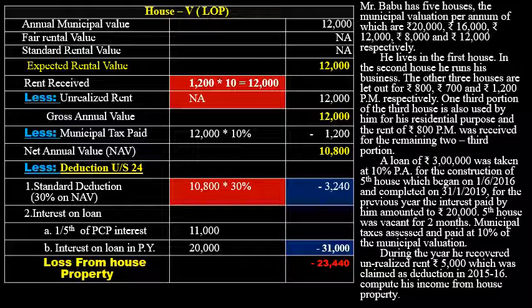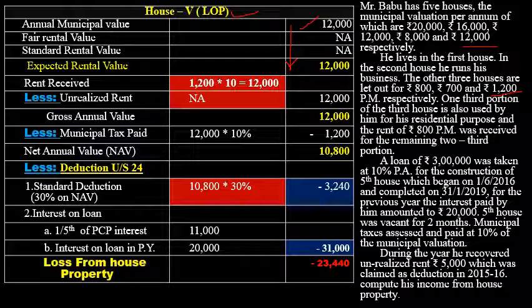Now I am going to assess the fifth house, and again the fifth house is also a let out property. It has been let out at rupees 1,200 per month in the previous year. So we will assess it as per the provisions of let out property. Begin with the annual municipal value. It is 12,000 for the fifth house. Fair rent and standard rent not applicable. So therefore expected rental value is 12,000.